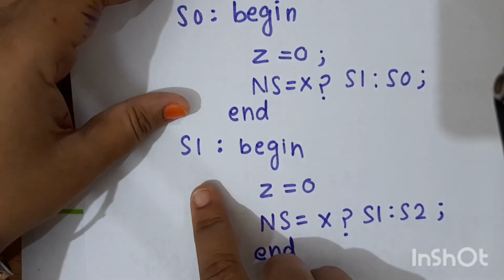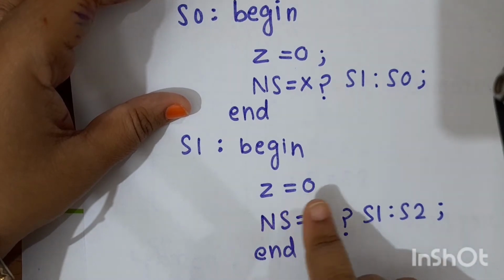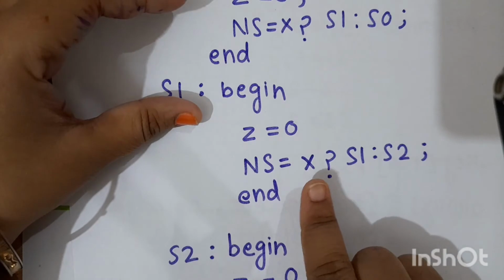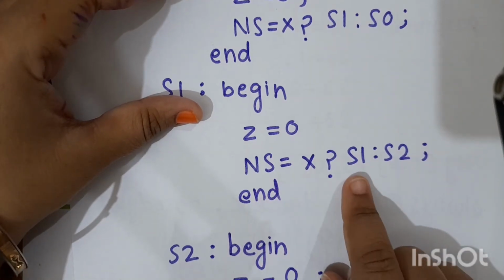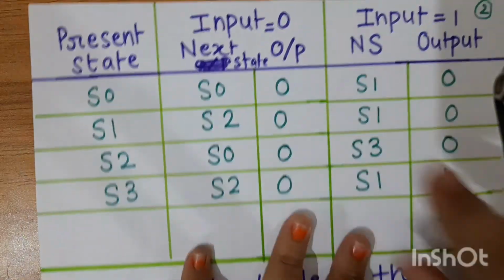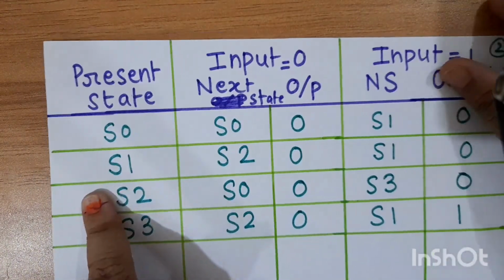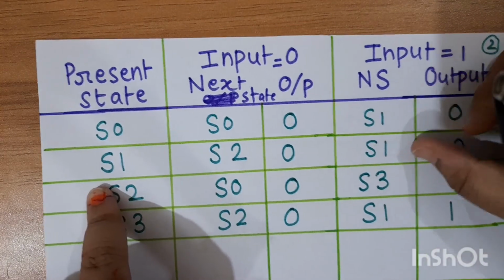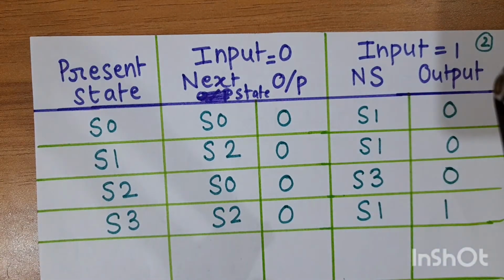Now, in S1 state, Z is equal to 0, the output is 0. For the next state, if the input is 1, the next state is S1. If the input is 0, the next state is S2. So with input 0, the next state goes from S1 to S2. If the input is 1, you remain in S1 state only.